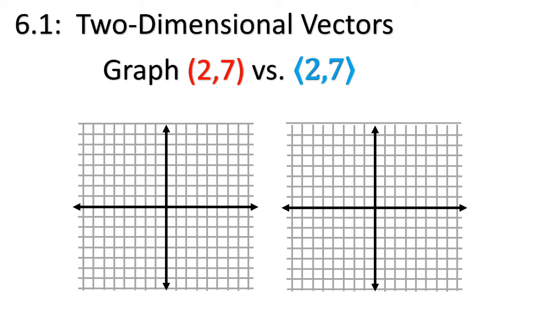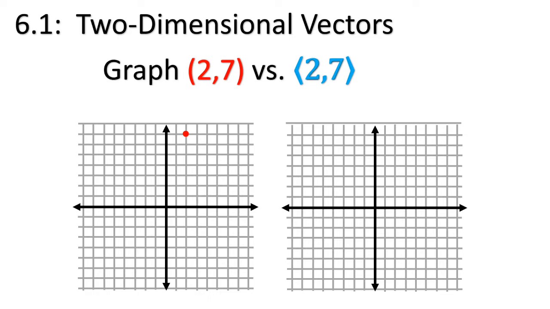Chapter 6, Section 1 is about two-dimensional vectors. Let's begin by graphing something we're familiar with. Point (2, 7). We would start at the origin, move right 2, up 7, and this point is coordinate (2, 7).